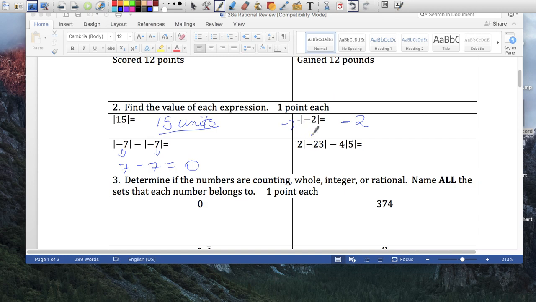This actually reads 2 times the absolute value of -3 minus 4 times the absolute value of 5. So 2 times the absolute value of -23 is 23, minus 4 times the absolute value of 5, which is 5. Right? Now I can multiply these two. Don't subtract anything yet. Order of operation dictates that you should multiply these two first. So 2 times 23 is 46. Minus 4 times 5 is 20. Now you can subtract and you get 26.